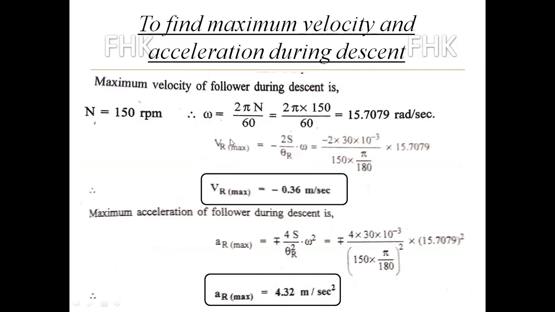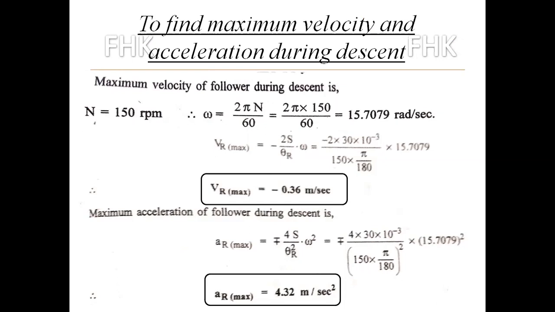The first step is to find the maximum velocity of the follower during the return stroke. First we have to convert the rpm into omega, because in that formula we have to write n in the form of omega, in radian per second. So the conversion is omega equals 2 pi N by 60. N is given as 150, divided by 60. So you will get omega as 15.7079 radian per second. And the formula for the velocity in a return stroke is minus 2 s omega divided by theta return.